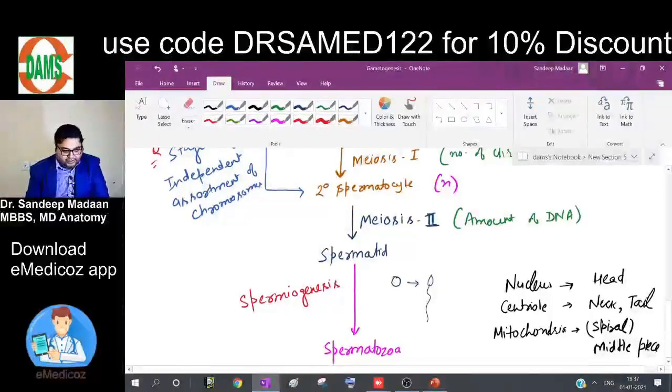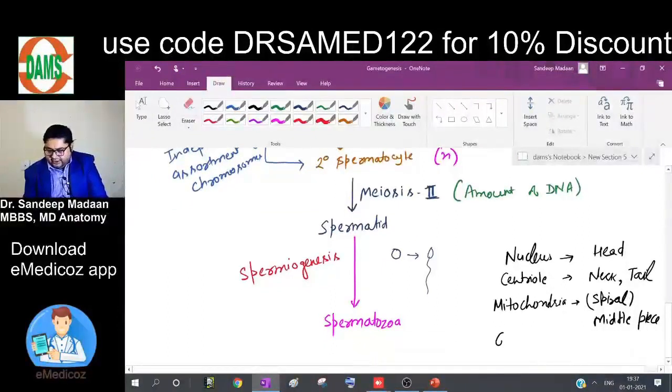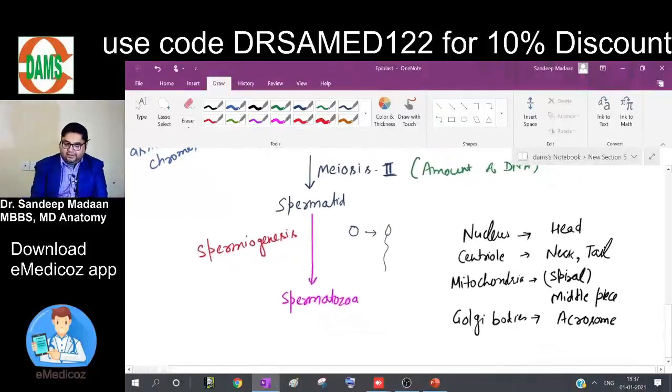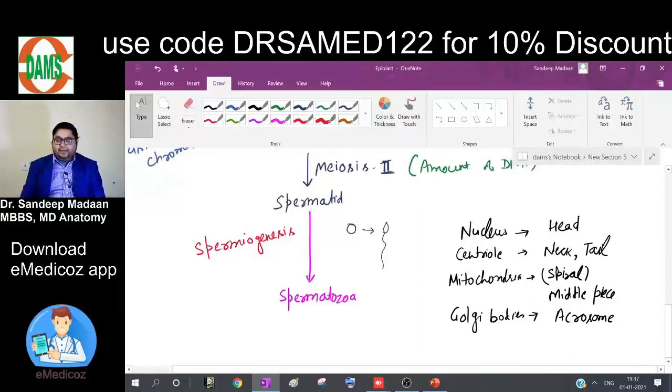And the Golgi bodies are going to make the acrosome, with all their enzymes. Yes, is that fine? Have you understood? So the nucleus of the cell is the important thing that comes in the foremost part of the spermatozoa, that head part, which again has a cap of the acrosome, and the acrosomal cap is nothing but made by the Golgi bodies.